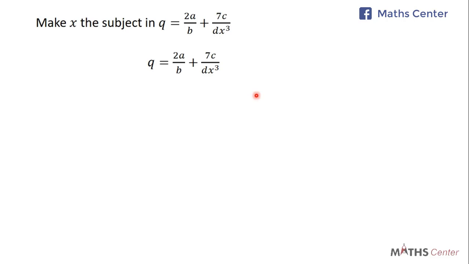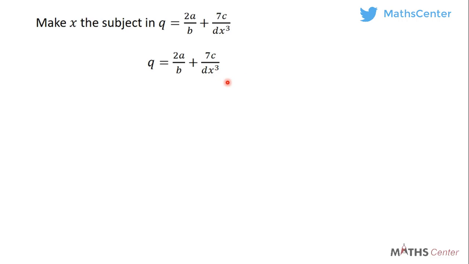This equation does not involve roots, so there is no way we are going to take square root or cube root or any of those things. Here we have x exponent 3 attached to d, and we are supposed to make x the subject. So we go ahead and we simplify as we've been doing all along. This equation involves a fraction. The fractions are 2a over b plus 7c divided by d x exponent 3.